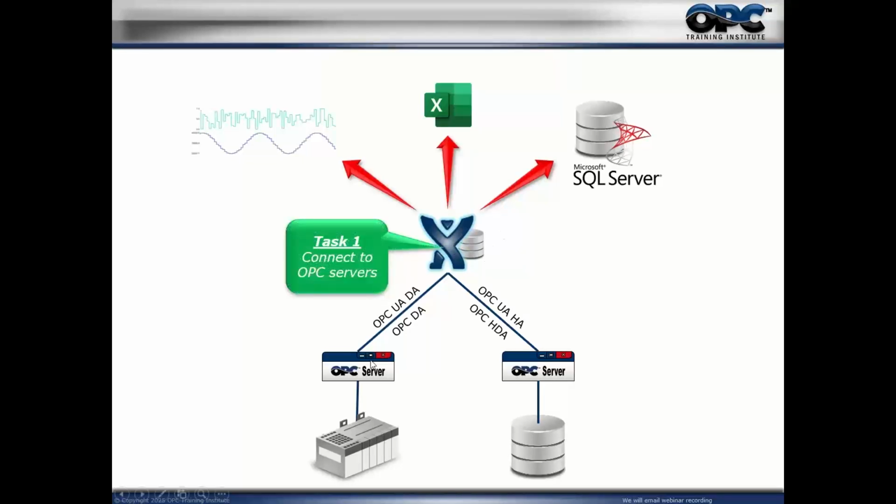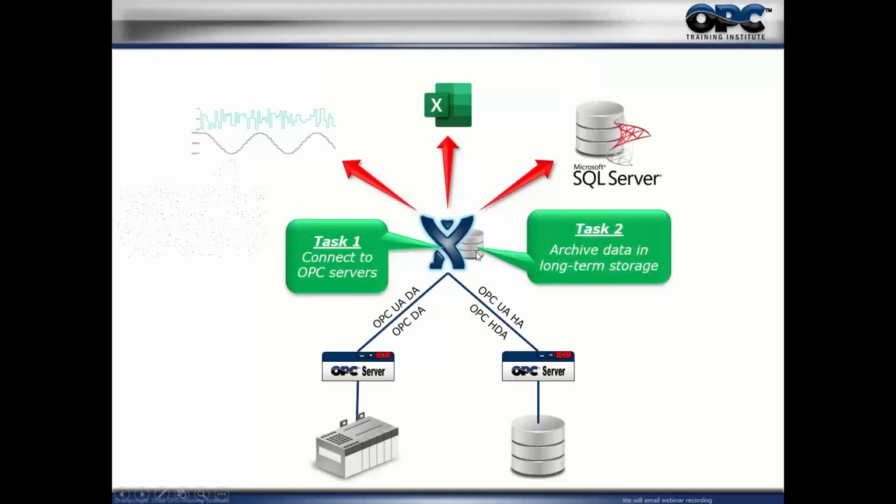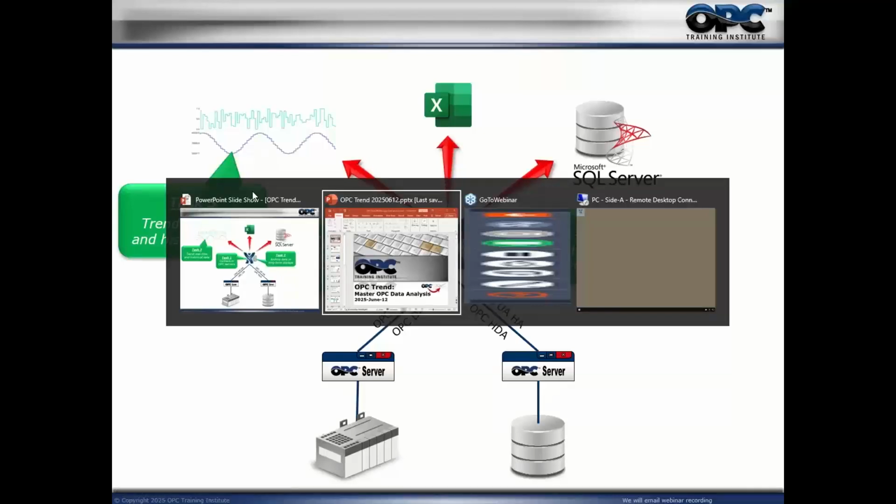So the first step is going to be to connect to these OPC servers. Second step, once we connect and acquire the data, we're going to archive this data. And then we're going to trend this real-time and historical data. So we'll collect the data, we'll acquire, we'll collect it, then we will archive it in permanent storage, and then we're going to trend it. So let's get going here.